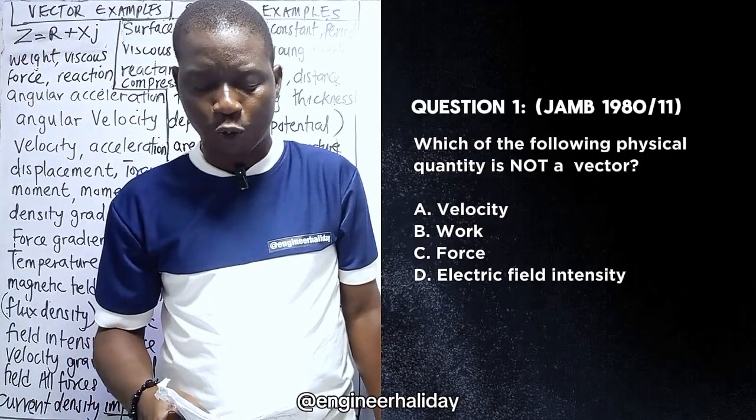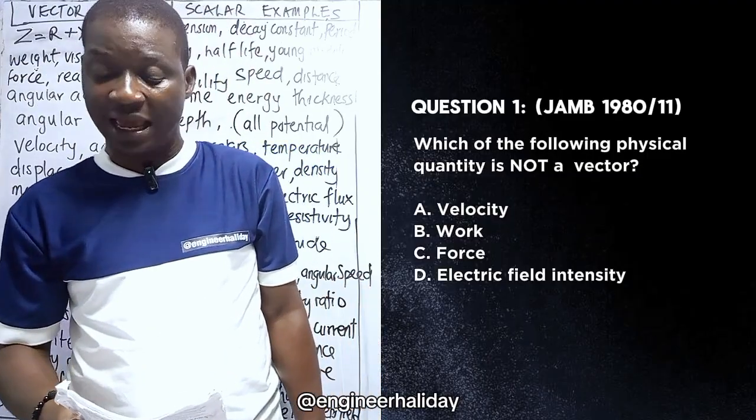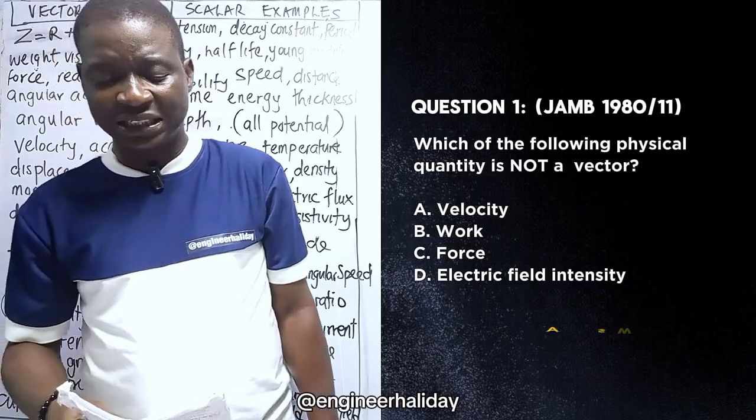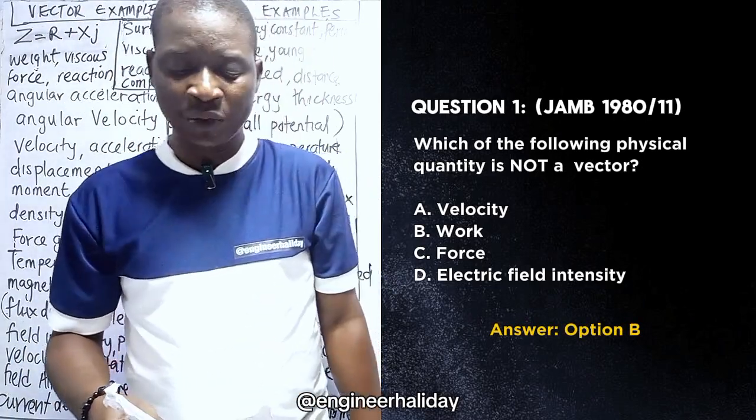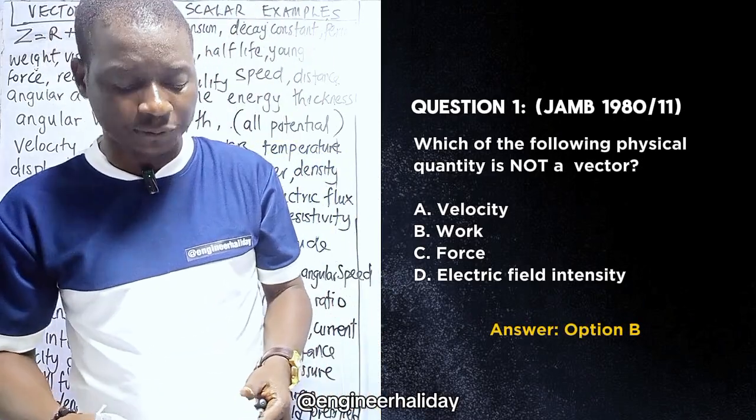Velocity, A, is a vector. Work is a scalar. Force is a vector. D, electric field intensity is a vector. So the answer is work, option B.